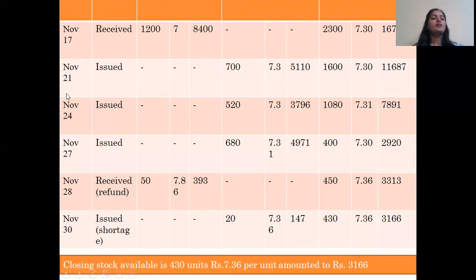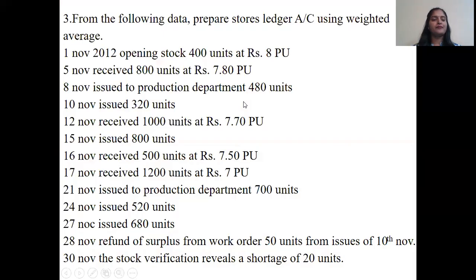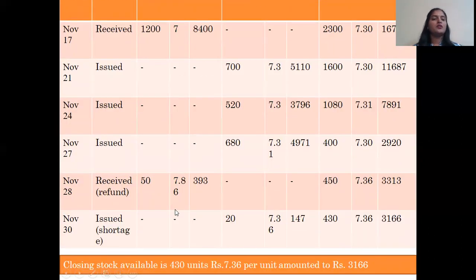Next, on November 24th, issued 520 units. Okay, let us look into the problem. See here, on November 24th, issued 520 units. Now, on 24th, issued 520 units. What was the balance we had earlier?